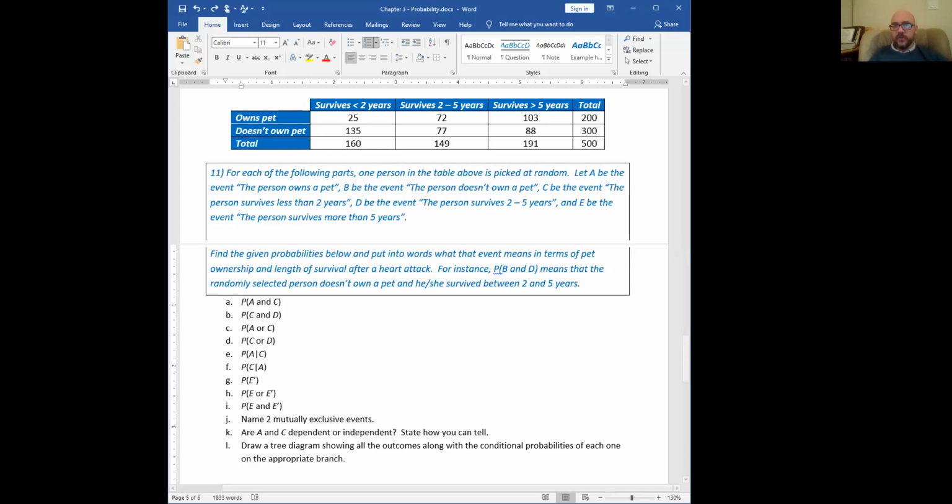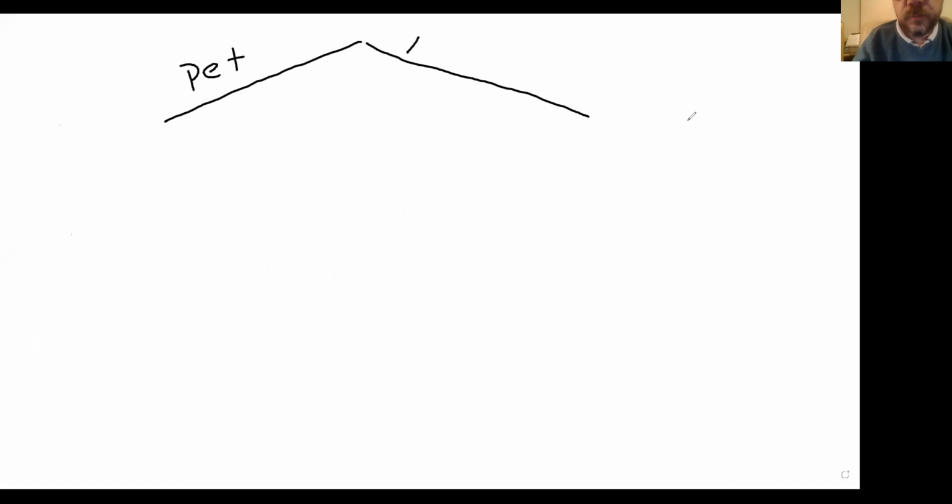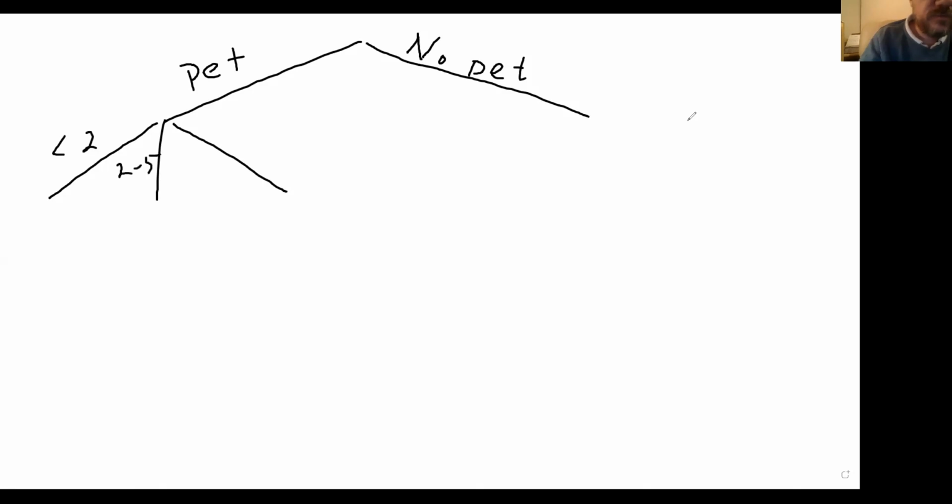I'm going to go ahead and erase this. So we've got 2 choices. We've got pet, no pet, pet, no pet. And then less than 2, 2 to 5, more than 5. Less than 2, 2 to 5, more than 5. Same thing over here.